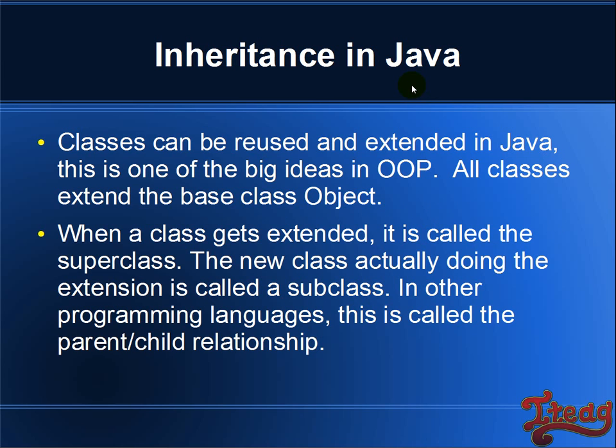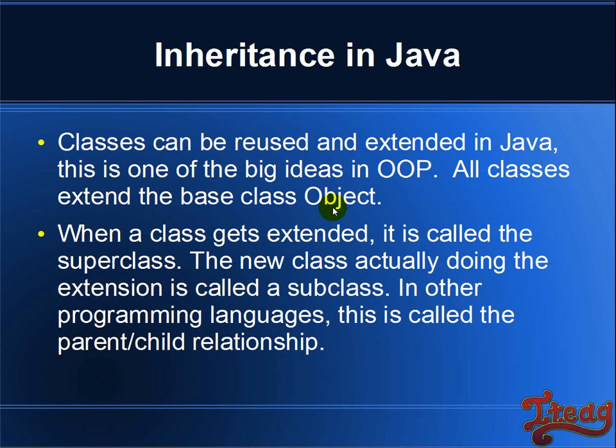Okay, so inheritance in Java. You can make a class, you can reuse it, and you can also extend it. Make a new class, and it uses all the functionality of the old class and adds a few new tricks to boot. This is one of the big ideas in object-oriented programming. As a side note, there is a class called Object, and when you make a new class, Object is its superclass.